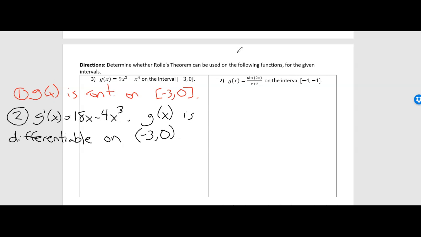Okay, you just need to show what the derivative is so that the AP reader, whoever's grading your quiz, understands that you at least looked at the derivative. You didn't just say, this function seems differentiable, I'm going to write it down.